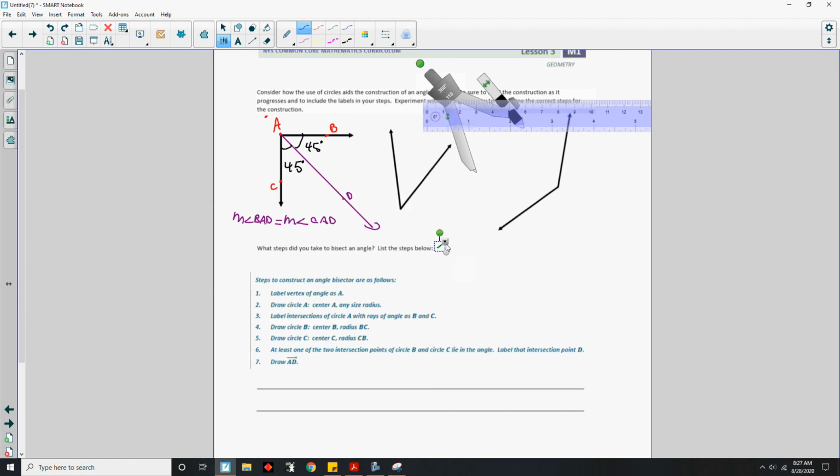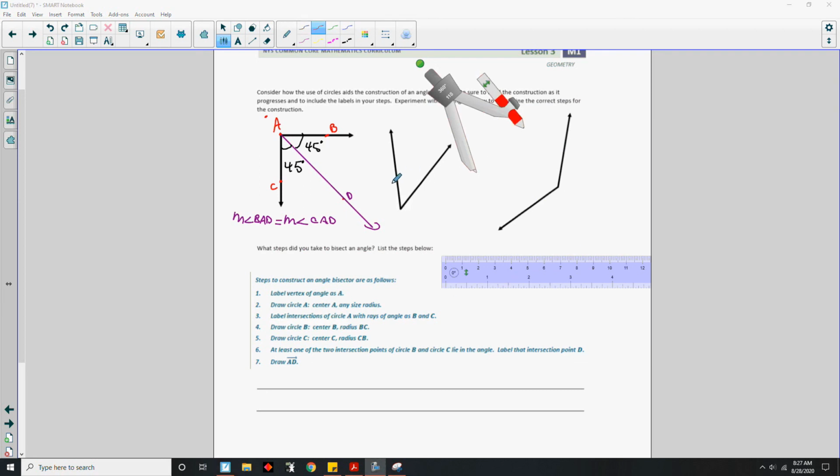So I'm going to repeat the steps again, or actually, what you should do at this point is pause the video, see if you can follow that, and repeat. So here we go on this next one. Label the vertex angle A. So here's A. Draw a circle A, any radius. So I put this right there and draw a circle. That's supposed to be red. Any circle. There it is, red.